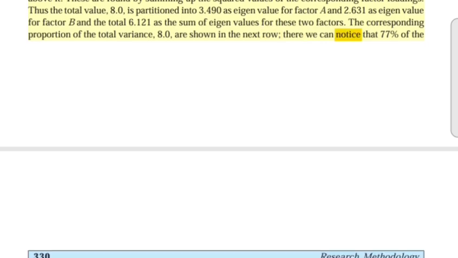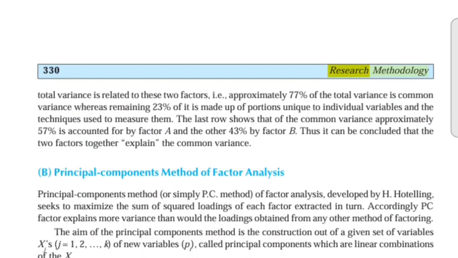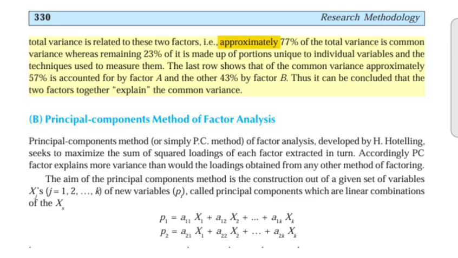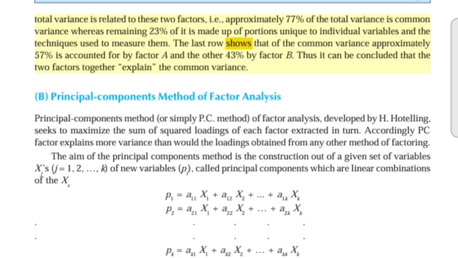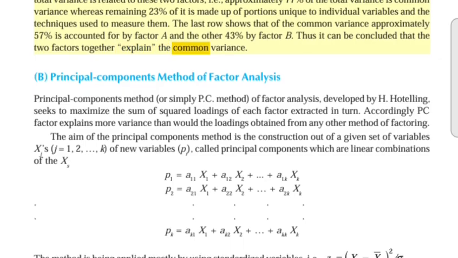There we can notice that 77% of the total variance is related to these 2 factors, i.e., approximately 77% of the total variance is common variance, whereas the remaining 23% of it is made up of portions unique to individual variables and the techniques used to measure them. The last row shows that of the common variance approximately 57% is accounted for by factor A and the other 43% by factor B. Thus it can be concluded that the 2 factors together explain the common variance.